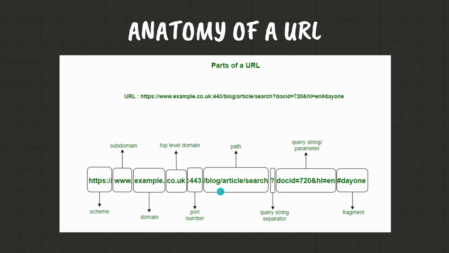Moving on, we have the path. This comes after the domain name and tells our browser where to find a specific page or file on a website. It's like giving directions to a room inside a house. The next is the query string, separator and parameter. This starts with a question mark and contains information to help the website know what specific content to show us. It's like telling the website what we are looking for. And at last we have the fragment. This starts with a hash symbol and takes us to a specific section of the page, like a bookmark. It's like pointing out a specific spot on a page we want to go to.